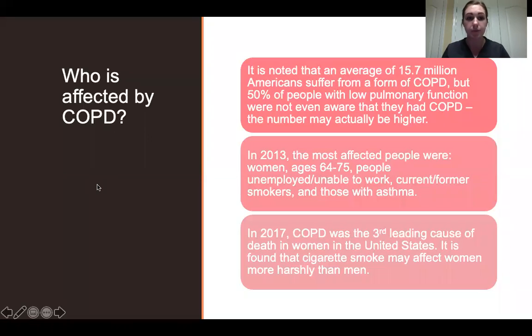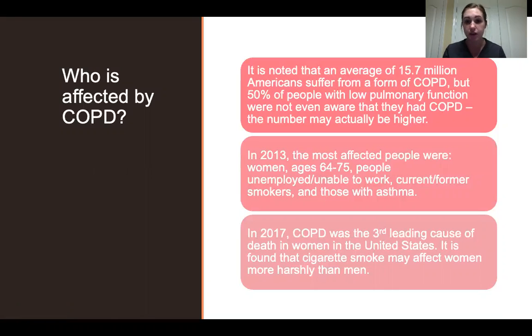So who's affected by COPD? It is noted that 15.7 million Americans suffer from COPD, some form of it. And 50% of the people with low pulmonary function were not aware that they had COPD. So statistics say that that number could be higher. If you have less severe symptoms, you might not know that you have COPD.